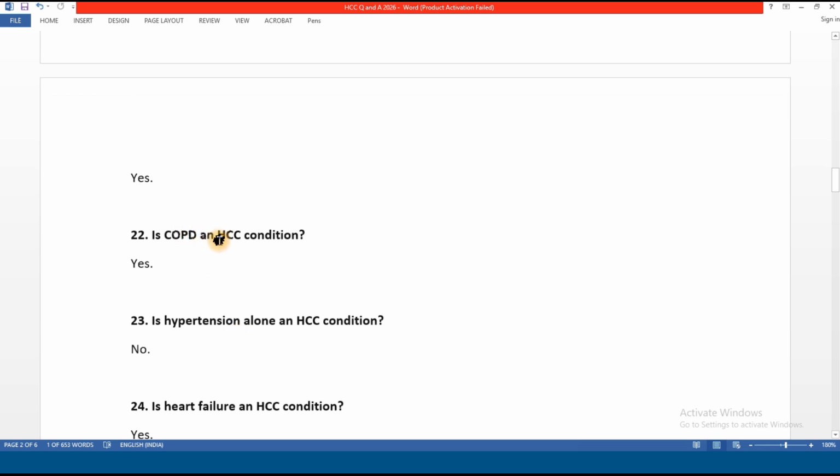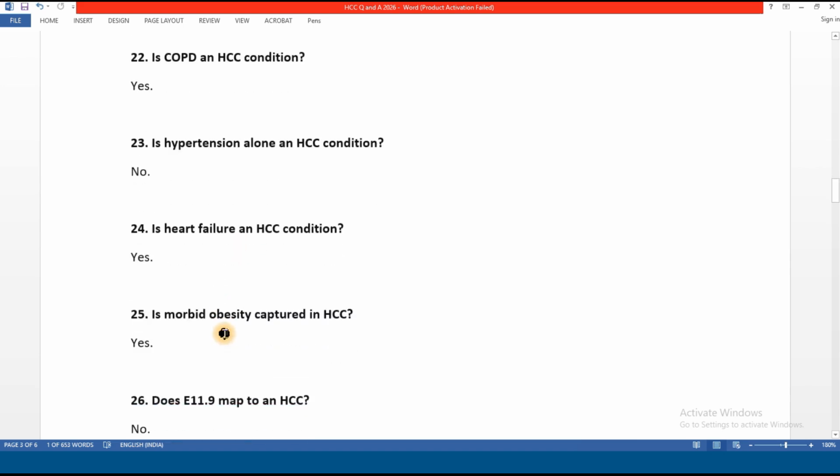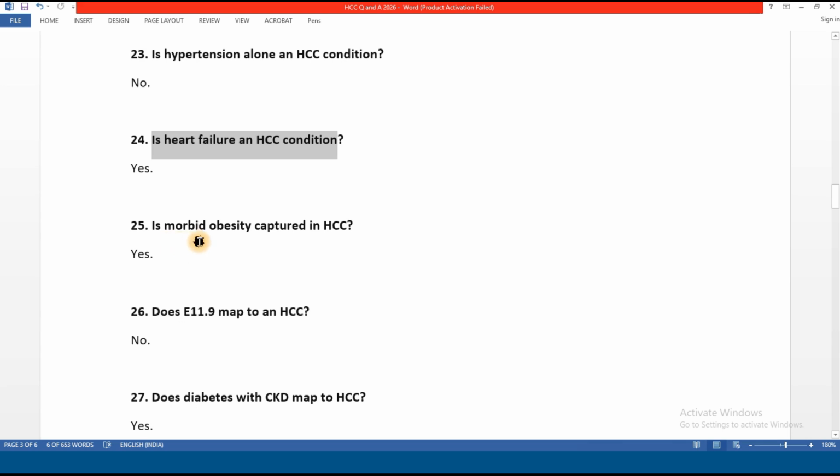Okay. Is COPD an HCC condition? Yes. COPD is the most common HCC condition. Is hypertension alone an HCC condition? No. Basically, hypertension alone is not an HCC condition. If you want to consider hypertension as an HCC condition, the patient needs to have CKD or heart failure. Okay. Is heart failure an HCC condition? Yes. Is morbid obesity captured in HCC? Yes. Morbid obesity is an HCC condition.